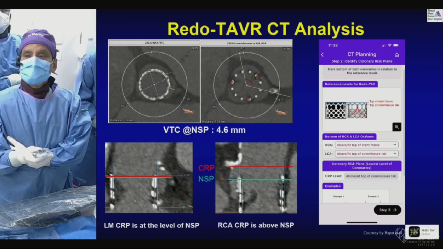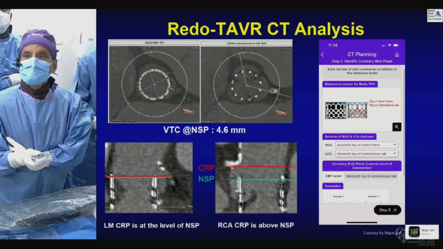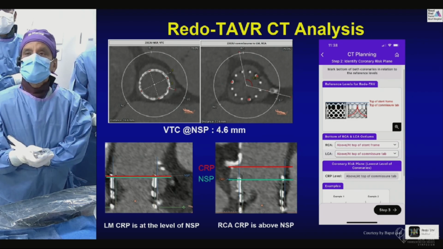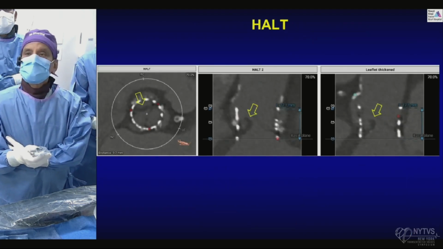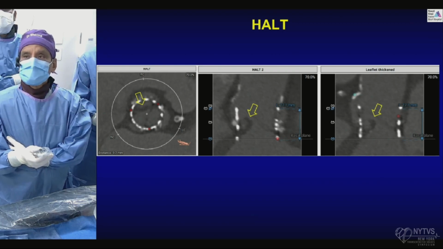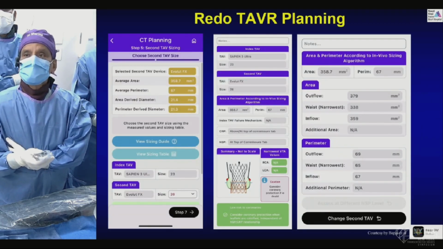And you can see that for the right is actually higher, so the risk of coronary obstruction here, fortunately, will be lower than the previous one. Next slide. And so you can see that here, that's the HALT with the arrow. You can clearly see that on CT and on echo that Stan just showed you.